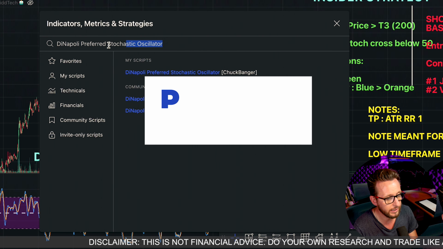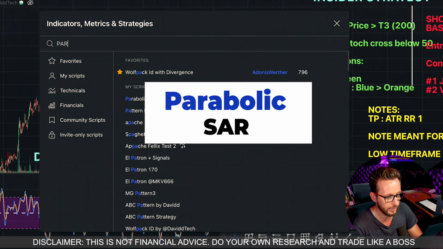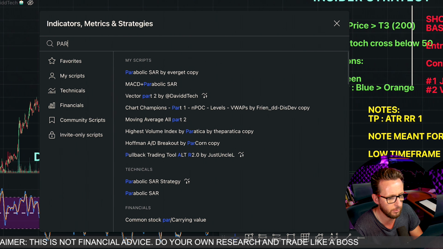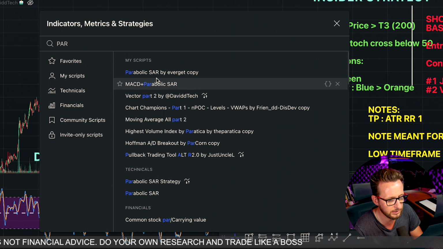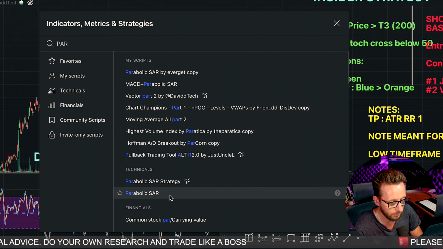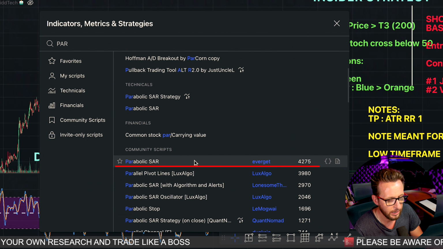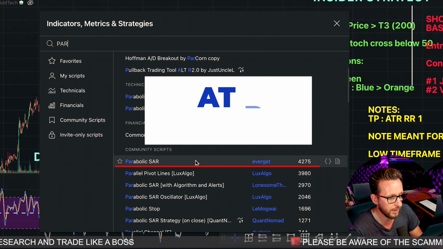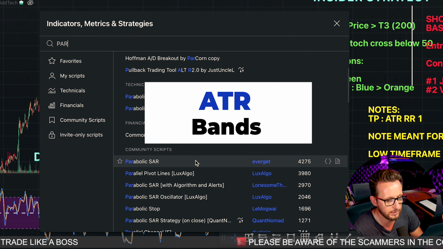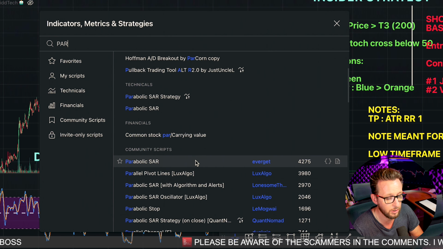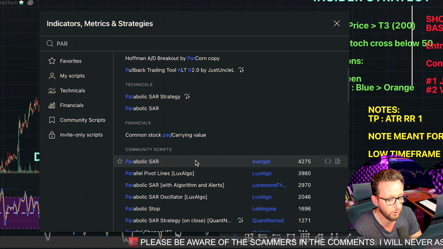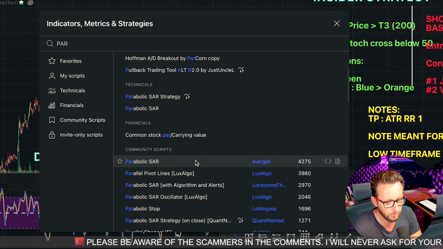We also will be adding the parabolic SAR and the bands for ATR, but I will speak about those afterwards. It's the parabolic SAR by Everget as well, which is this one here. And we're going to be also adding the ATR bands. I will come back to them before we get to the end of this video. They are optional, and the ATR bands are for our take profit and stop loss. So I'll go through them in a minute.